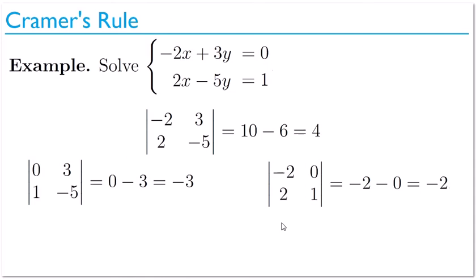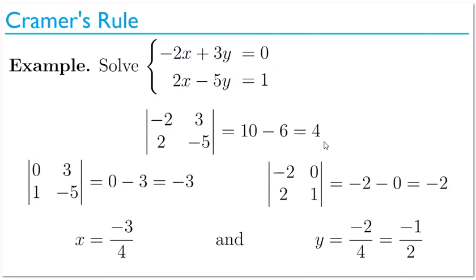And thus, x is equal to negative 3/4. This is the numerator divided by the determinant of the coefficient matrix, which is 4. And for y, the numerator is negative 2 divided by 4, or simply negative 1/2.